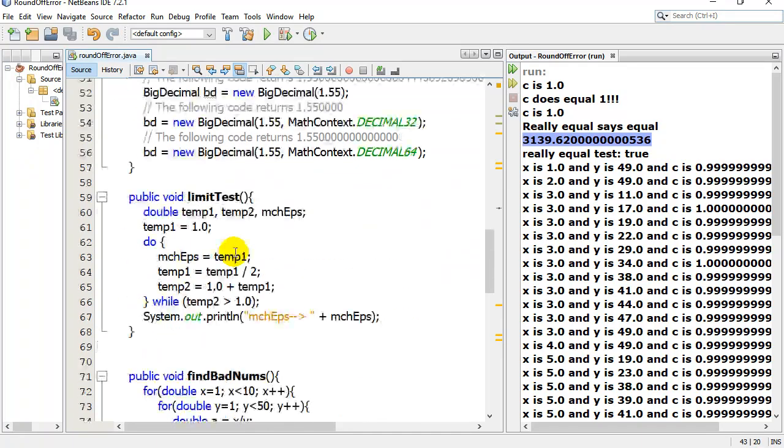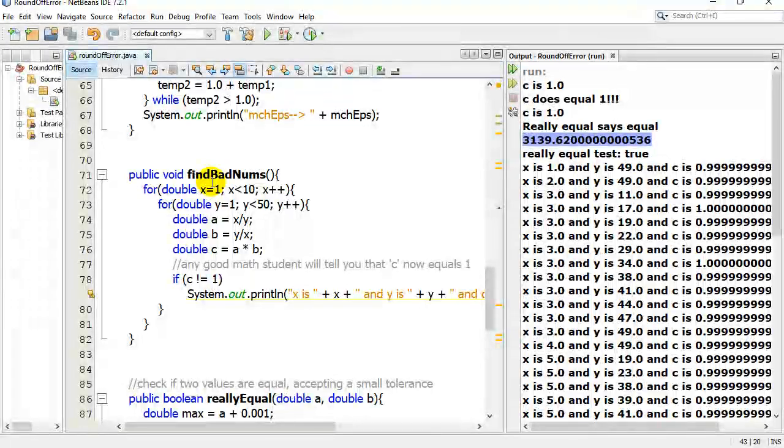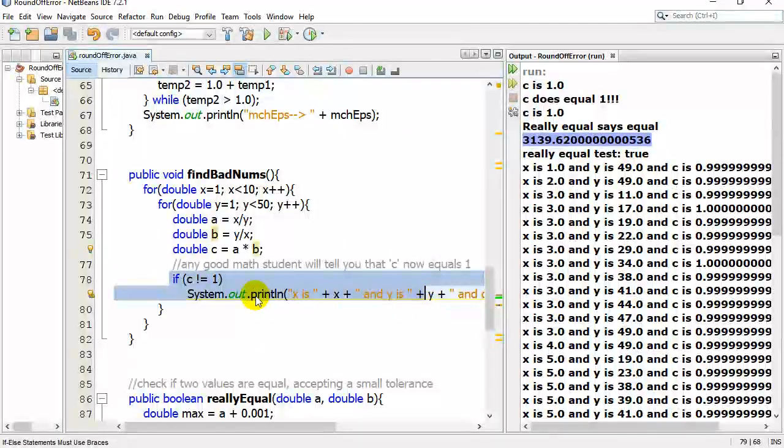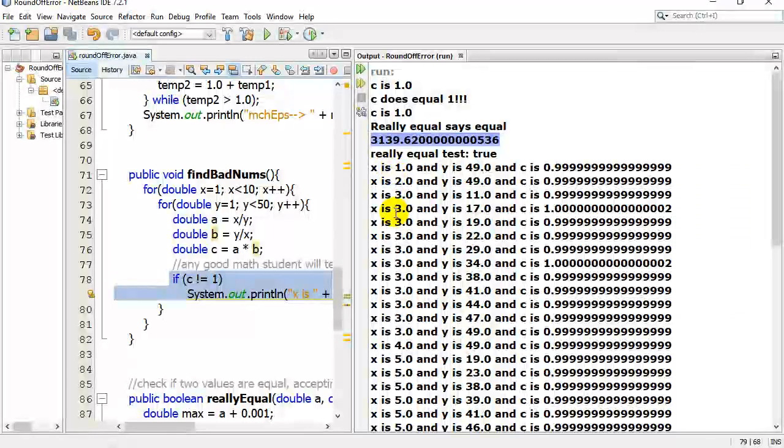Just to show you it happens with very typical values, check this out here, find bad numbers. I've just done a little loop here, 1 to 10, 1 to 50. I go x divided by y divided by x. Any good math student's going to tell you, well, if I now take those two numbers and multiply them, you should be back exactly to 1, unless there's imprecision. So check this out. I'm printing out all the cases here where it didn't equal 1. So these are the imprecision errors. And check this out. Even like 1 and 49, it didn't work. 2 and 49 didn't work.